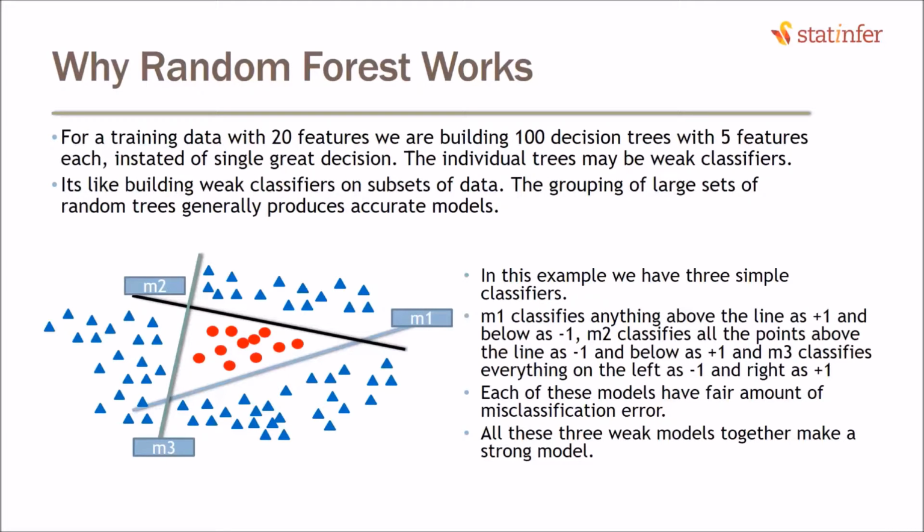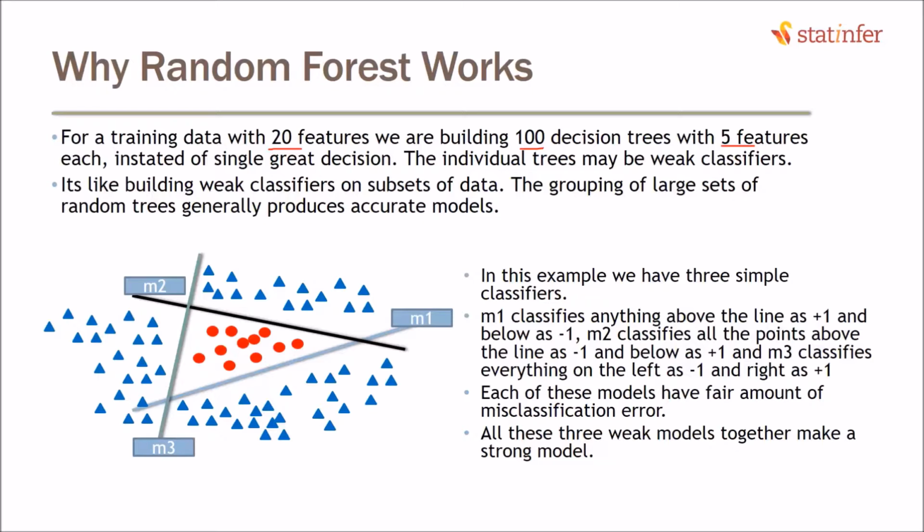Now, why does this random forest work? Based on ensemble only it will work. Then we will see one more demo where it shows why this random forest methodology really works. For a training data of 20 features, we are building 100 decision trees with 5 features each. Let us suppose this scenario: a training data has 20 features and we are building 100 decision trees. That means we built 100 models, but each model has only 5 features.